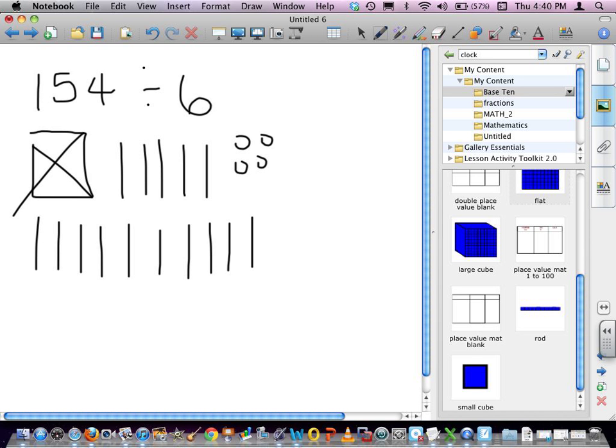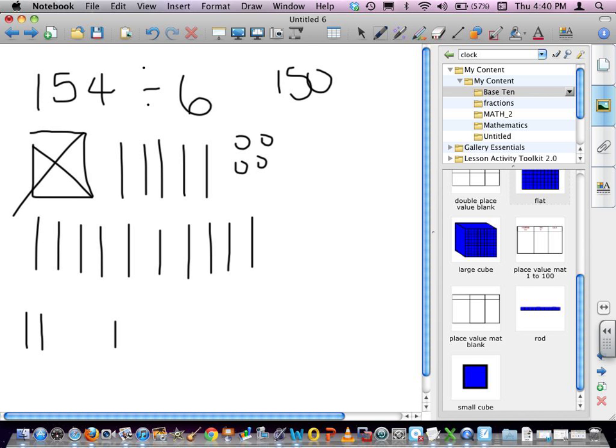So now I have 150. So I have 15 tens, and I want to fair share that in 3 equal groups. How much can go in each group? I'm doing 150, and I want to fair share that in 3 equal groups. 2. I can do 2, right? 2 tens, which is 20. So I can put 20 in each group.